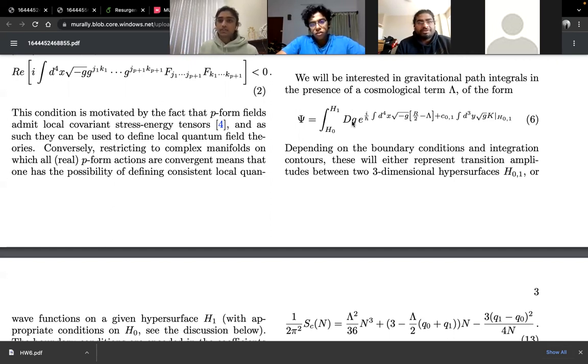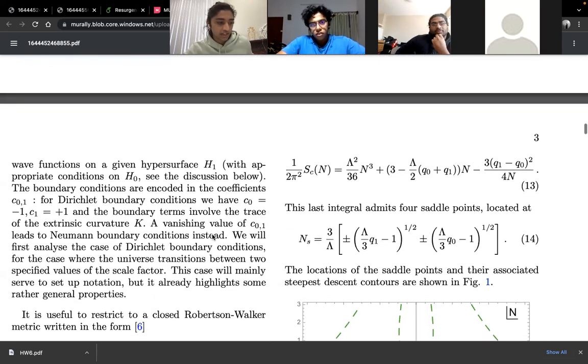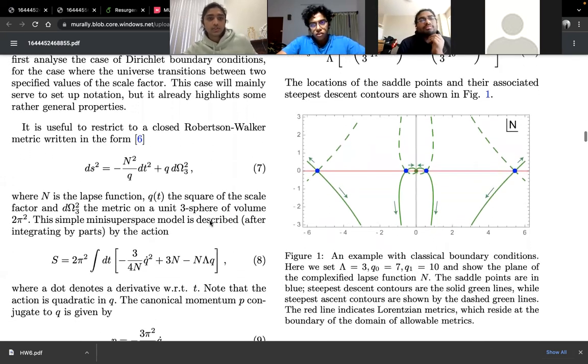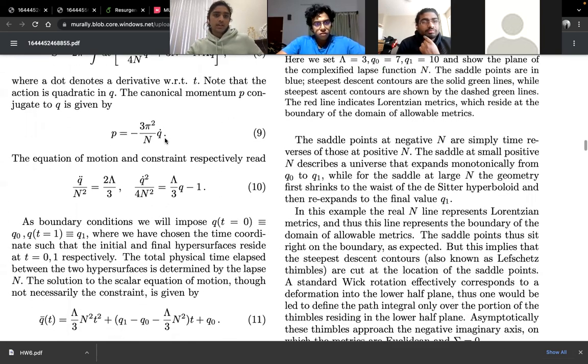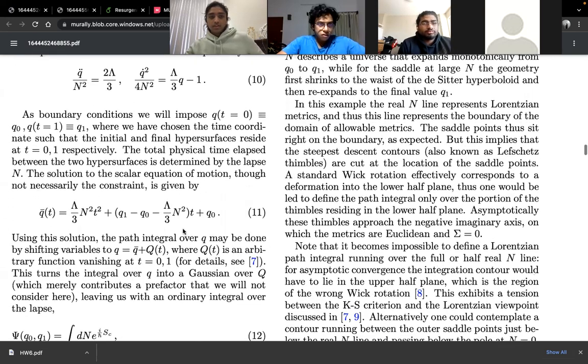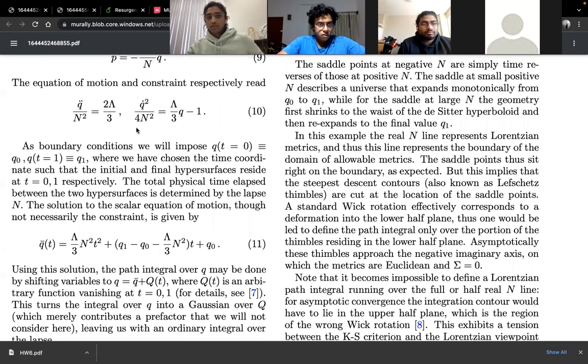Okay, a few questions here. What would the saddle point of this be? Would that be the Einstein field equations, or your solutions to the field equations? Actually, let's go through this process, where we find the saddle points. This is the action of this regime, arrived at after performing some integration by parts. Then you have your canonical momentum, the equations of motion and the constraint, all of that. So this is what you essentially solve for.